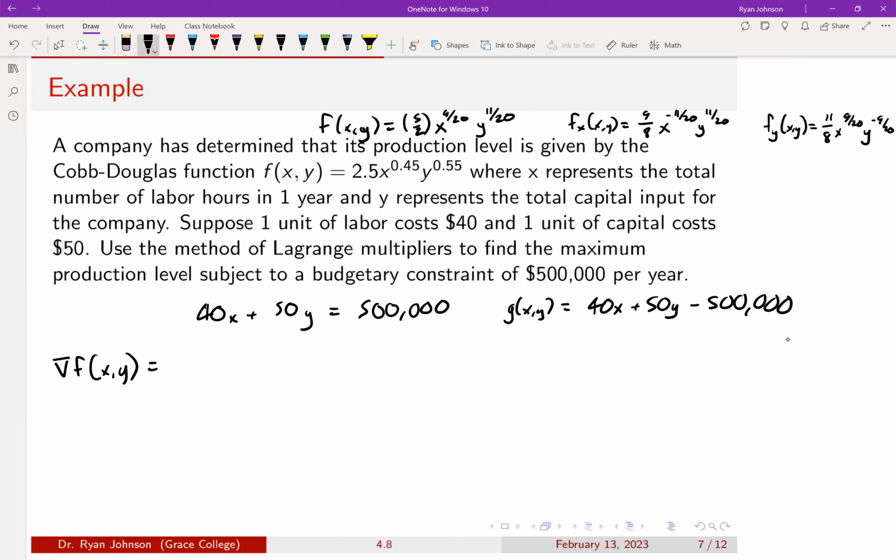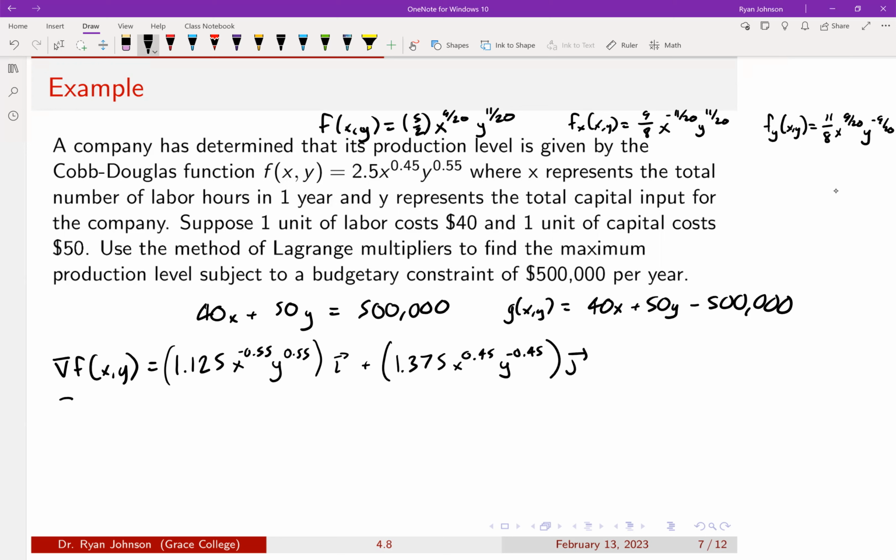Okay. 9 over 8 would be 1.125. All right, so that means we've got 1.125 times x to the negative 0.55 times y to the 0.55 i plus 11 over 8, which would be 1 and 3/8, so 1.375, times x to the 0.45 times y to the negative 0.45 j.